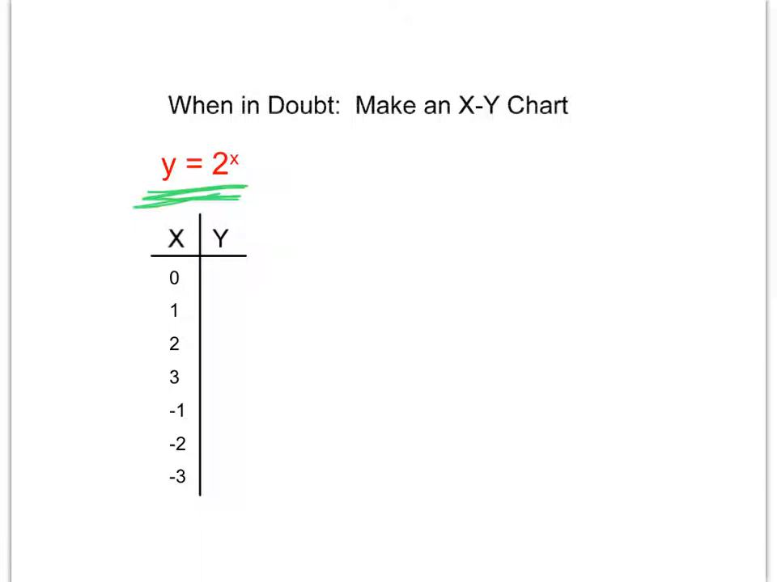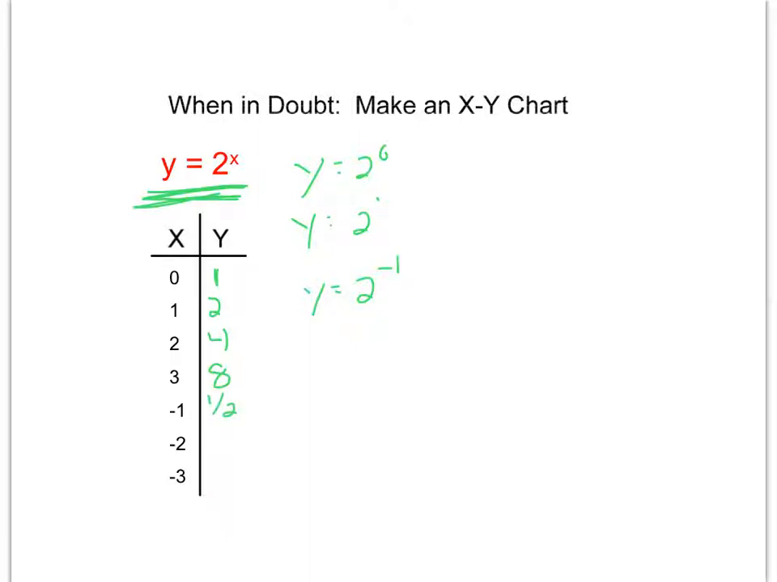x equals 0. If x equals 0, y equals 2 to the 0. 2 to the 0, of course, is 1. Then we're going to do y equals 2 to the first. y equals 2 to the first is 2. Then we're going to do y equals 2 to the second. That's 4. y equals 2 to the third is 8. When we let x equal negative 1, we're going to have y equals 2 to the negative 1, which is y equals 1 over 2 to the first, which of course is 1/2.